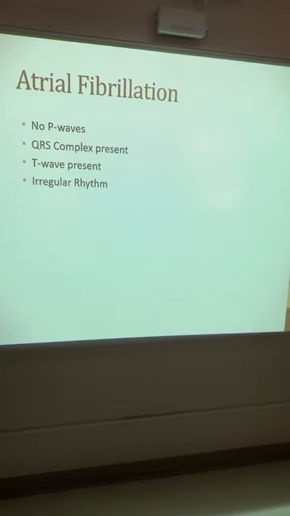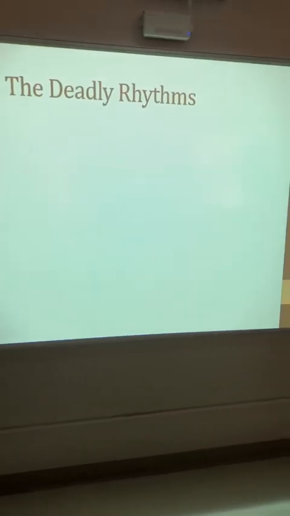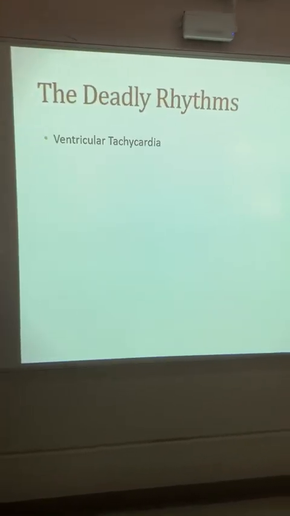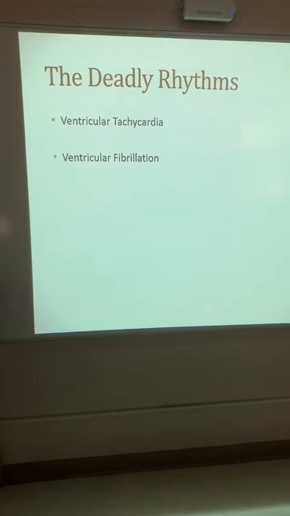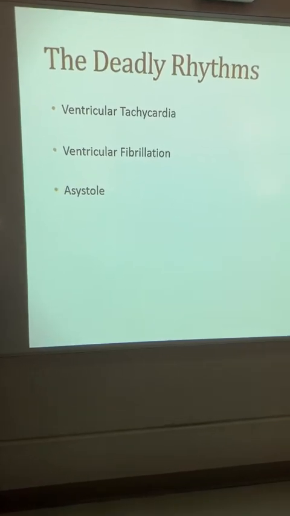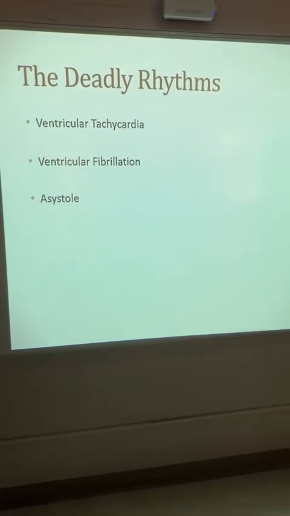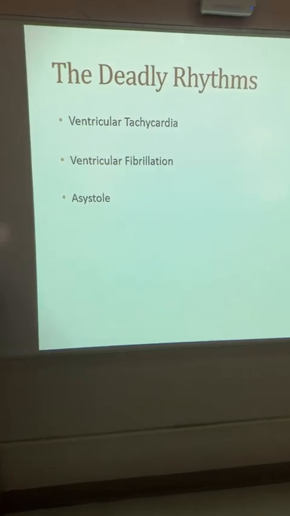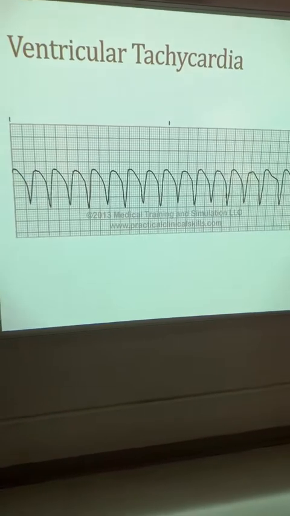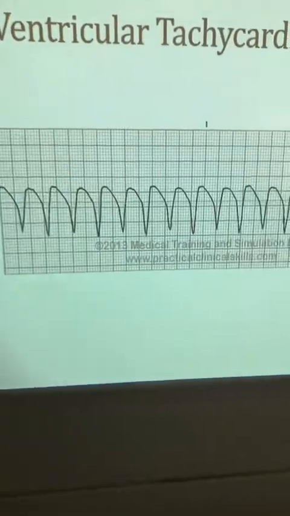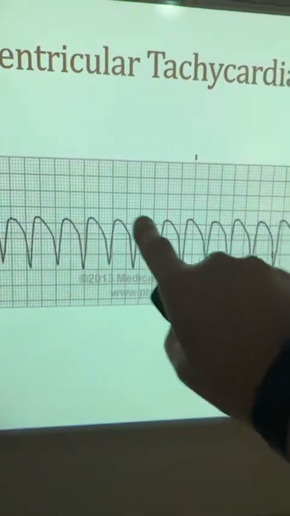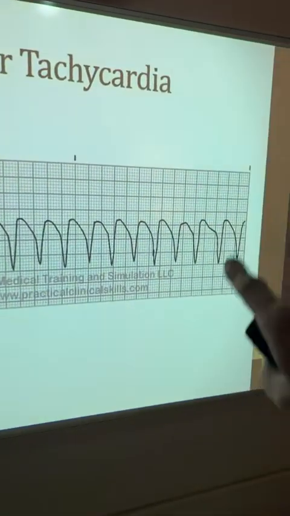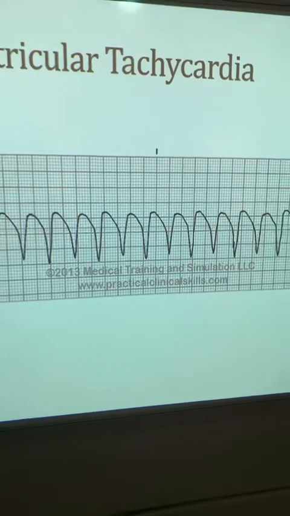So what will kill you? And I think this is super important that we know to look at the deadly rhythms: ventricular tachycardia, ventricular fibrillation, and asystole. To be fair, you could throw PEA in there, but it's really hard to show on one of these videos. Ventricular tachycardia looks like this. You can think tachycardia looks like tombstones, ventricular tachycardia and tombstones. You cannot live with this rhythm.